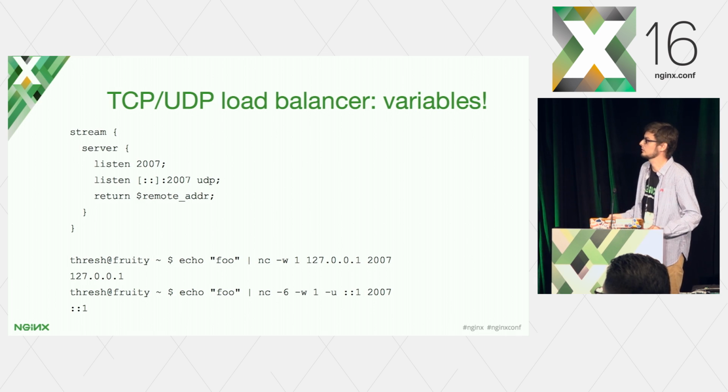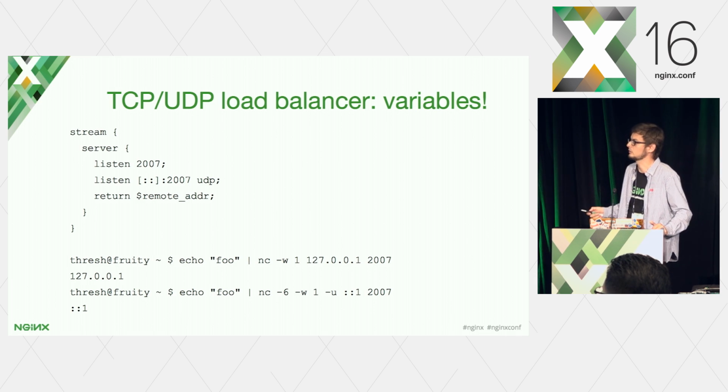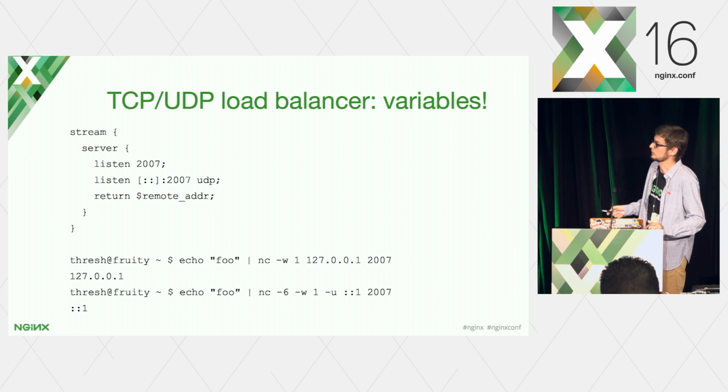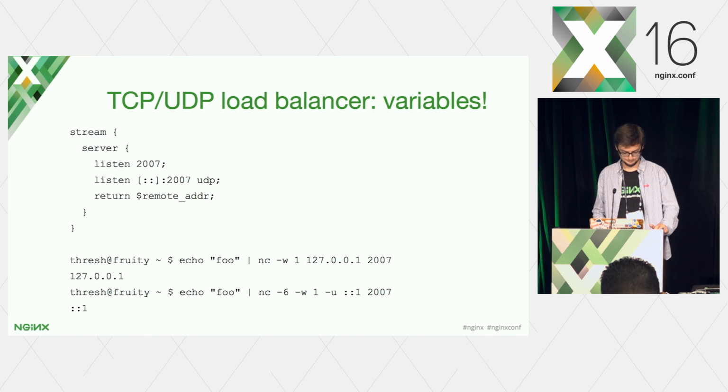All right, so that's how you can use it for a simple echo or discard-like server. I'm telling nginx to listen on localhost port 2007 on TCP and on IPv6 on the same port on UDP. And I'm instructing nginx to return the client's IP address I'm connecting from. On my MacBook, on my laptop, with Netcat, I'm just connecting to my nginx running there. And as you can see, it will return the remote address, the client's address there.